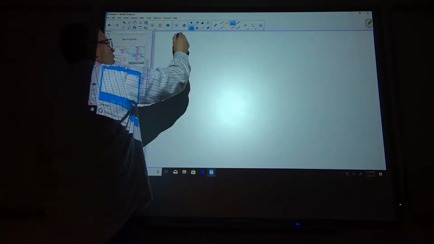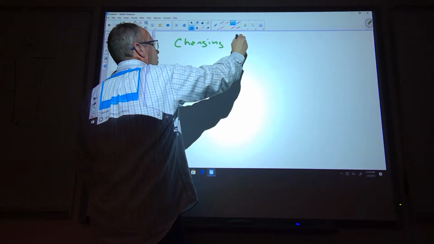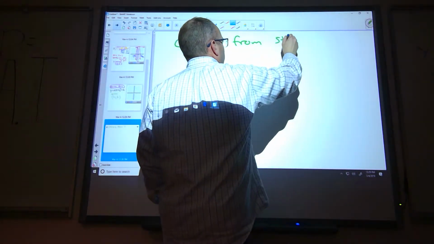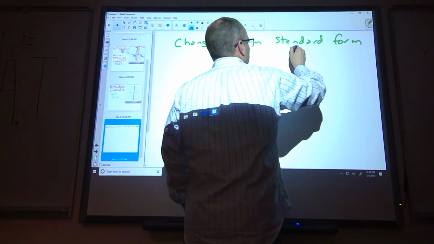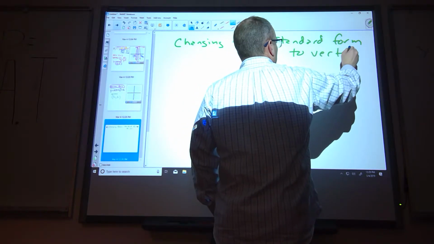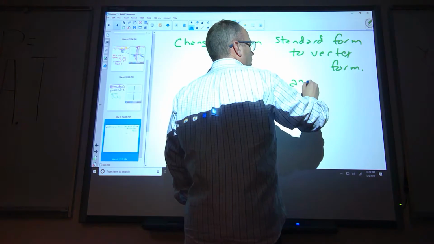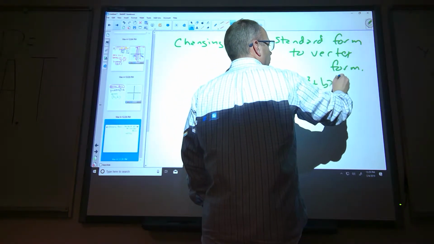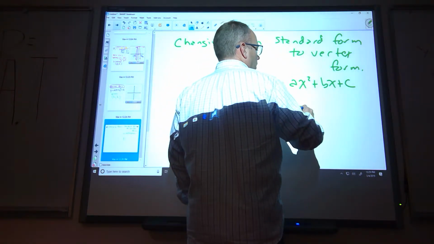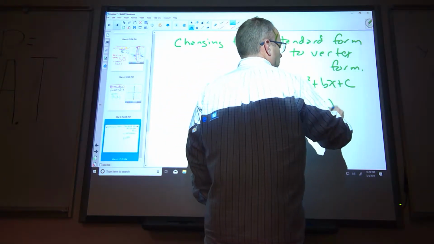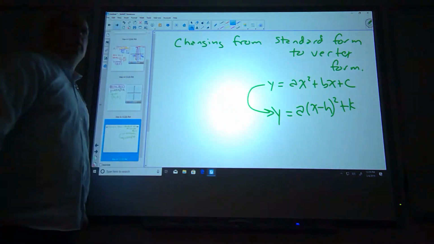Okay? So, changing from standard form to vertex form. So standard form is this. And vertex form is this. So converting this to this. That's all we're doing.